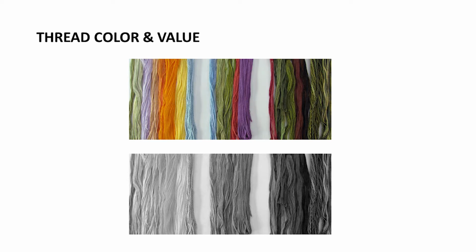Now let's take a look at the threads. Here are the threads in the piece as I chose them. At the top, you see them in color, and below you see these same threads in black and white. Notice that the light threads tend to have white mixed with them, and that's called a tint, whereas the darkest threads appear to have black mixed with them, and that's called a shade.